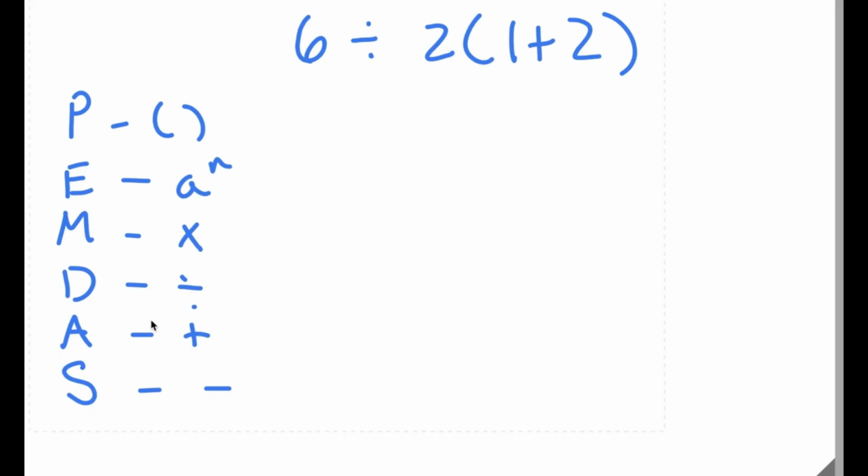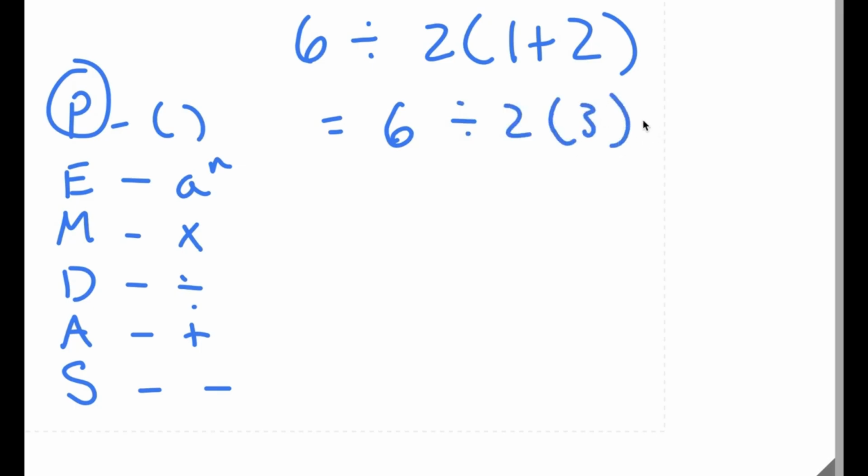So we have to go in a certain order. What we first start with, we start at the top, and we first look for parentheses. If something is in parentheses, we solve that first. Well, as you can see here, 1 plus 2 is in parentheses. So 1 plus 2 is equal to 3. So now I have 6 divided by 2 times 3. And 2 times 3 is written like this.